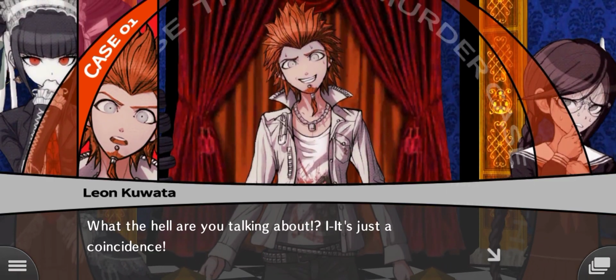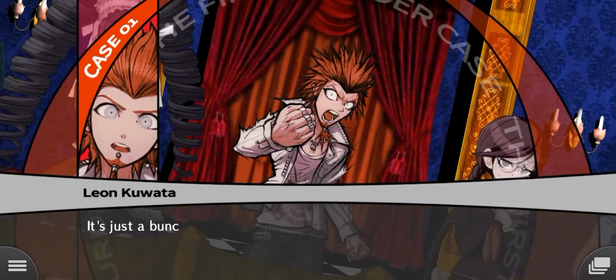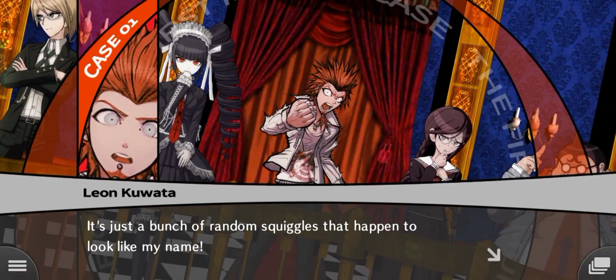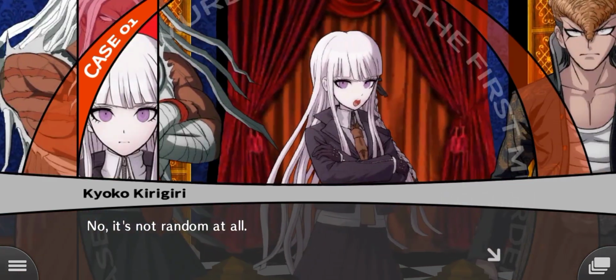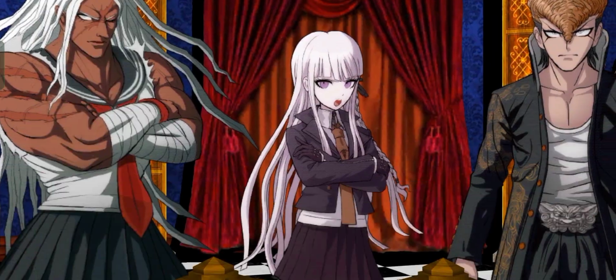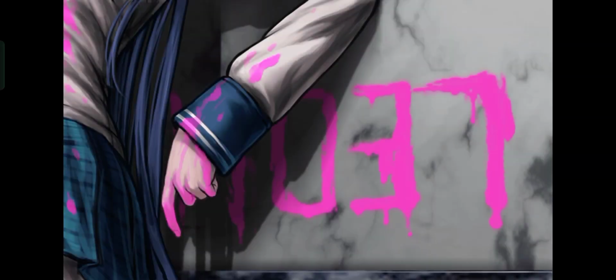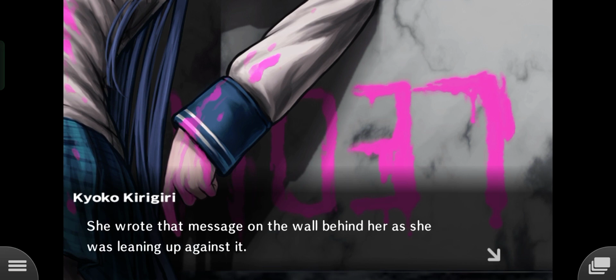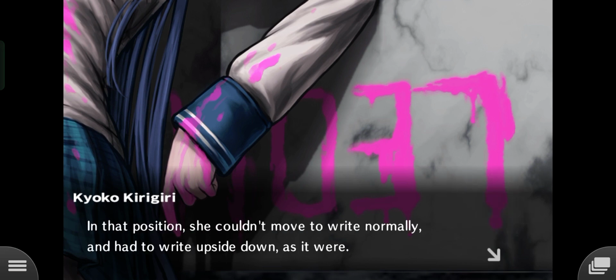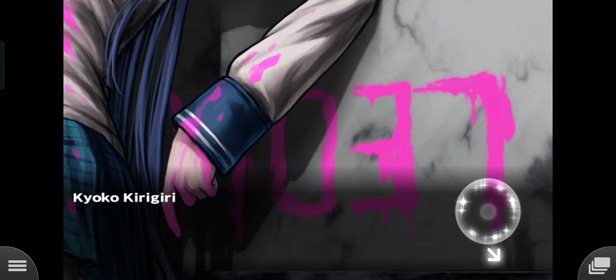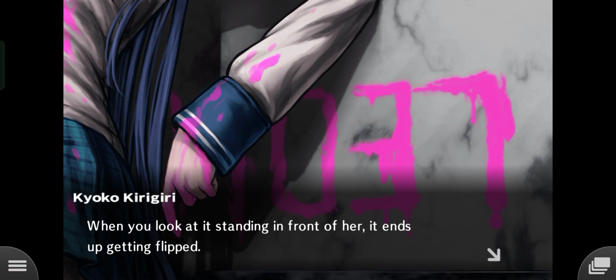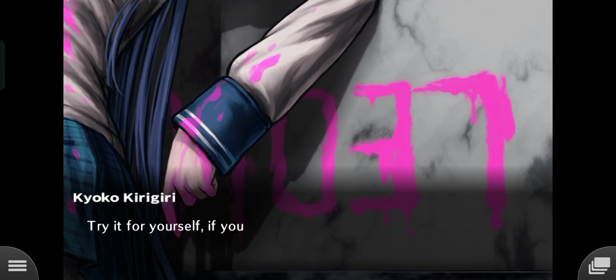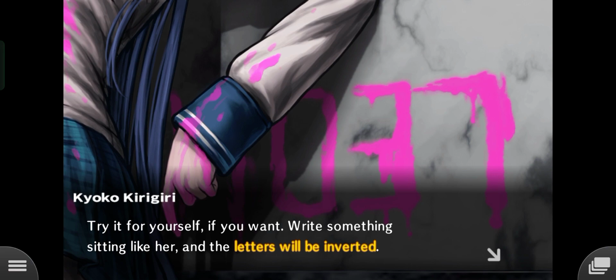What the hell are you talking about? It's just a bunch of random squiggles that happen to look like my name. No, it's not random at all. She wrote that message on the wall behind her as she was leaning up against it. In that position, she couldn't move to write normally, and had to write upside down, as it were. And as a result, when you look at it standing in front of her, it ends up getting flipped. Try it for yourself if you want. Write something sitting like her, and the letters will be inverted.